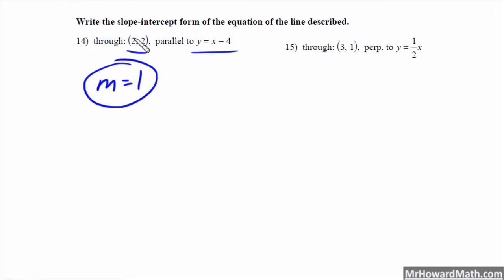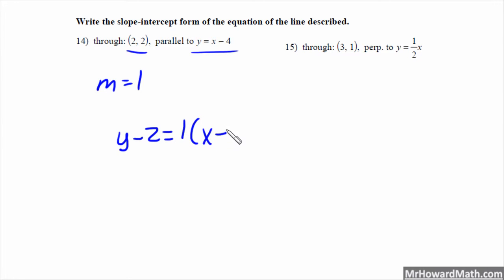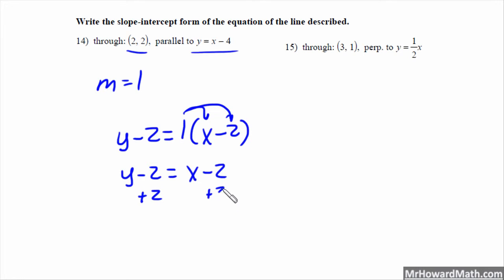So now I have slope and I have a point, so I'll write it in point slope first. So y subtract 2 equals 1 times the quantity x subtract 2. Okay, they want it in slope-intercept, so I need y by itself, so I'll distribute here to see what I'm working with. So y subtract 2 equals 1 times x is x, 1 times negative 2 is negative 2. Add the 2. So we get y equals x. The 2's cancel. So y equals x. That's actually the linear parent function.